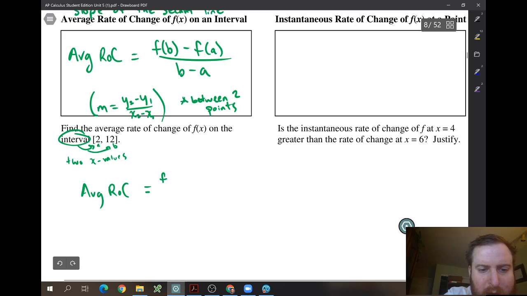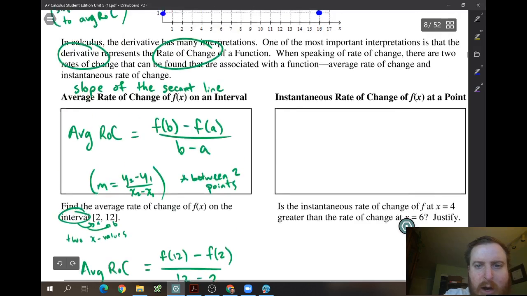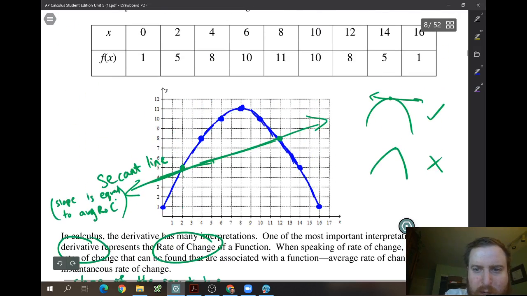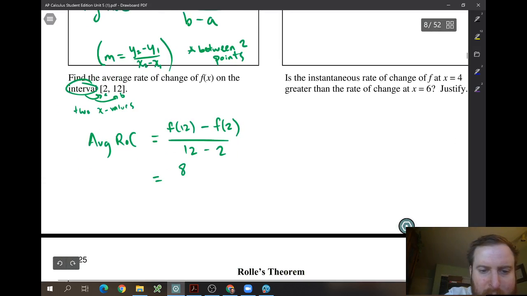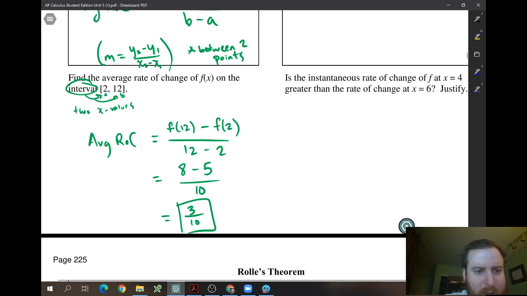So this will be equal to f of 12 minus f of 2 divided by 12 minus 2. And that's going to give us our f of 12 value, which was 8, or you could do it on the graph, 8, and f of 2 is 5, or you could do it on the graph, 5. So 8 minus 5 divided by 10, and so we get 3/10. And so our average rate of change between 2 and 12 is 3/10.